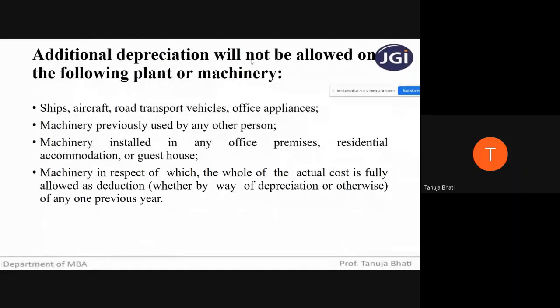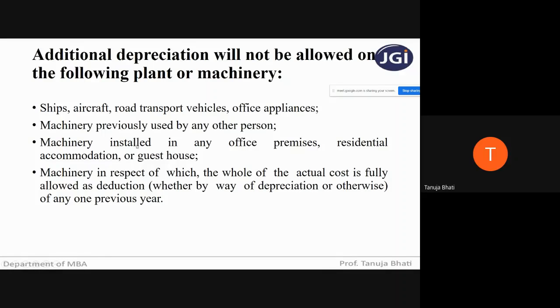So this is all about additional depreciation. Additional depreciation will not be allowed on the following plant or machinery. So on these plant and machineries, you will not get additional depreciation. Normal depreciation you will get; I'm talking about additional depreciation. That is ships, aircraft, road transport vehicles, office appliances, machinery previously used by any other person, because it becomes second-hand machinery. And additional depreciation is only given to the purchase of new machinery.